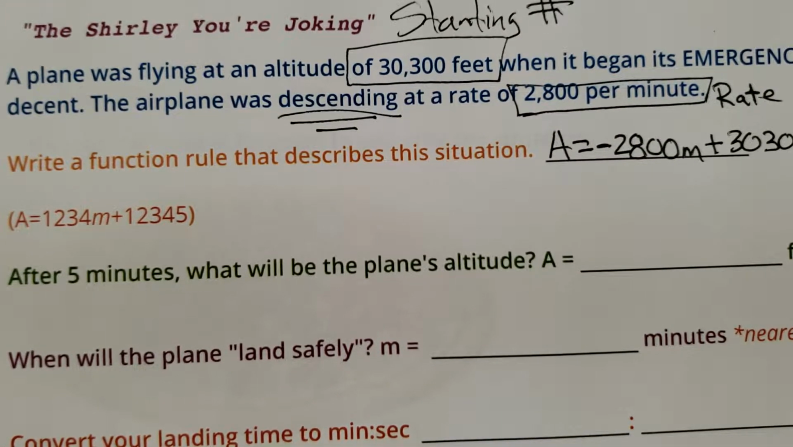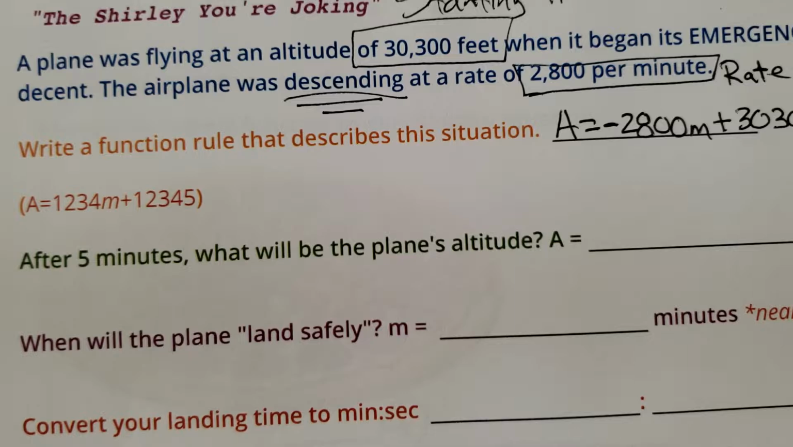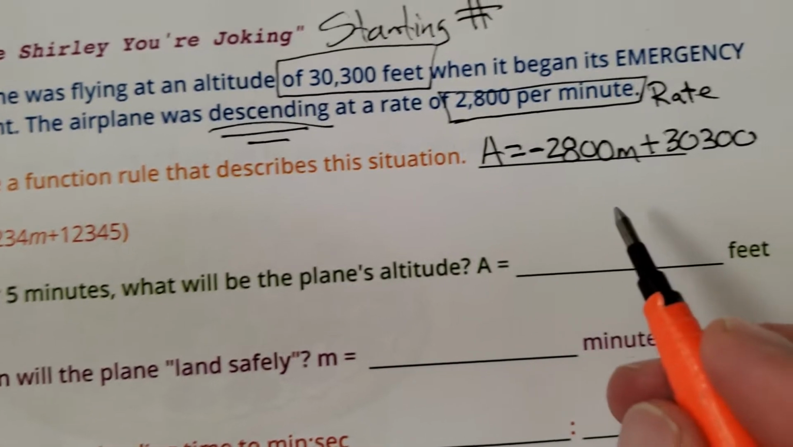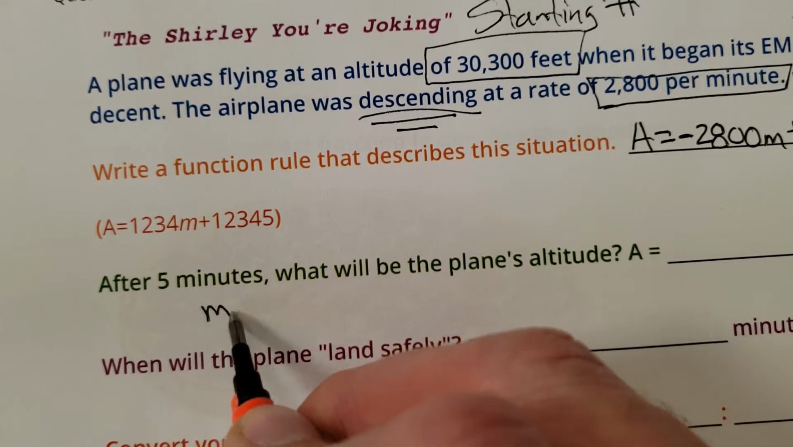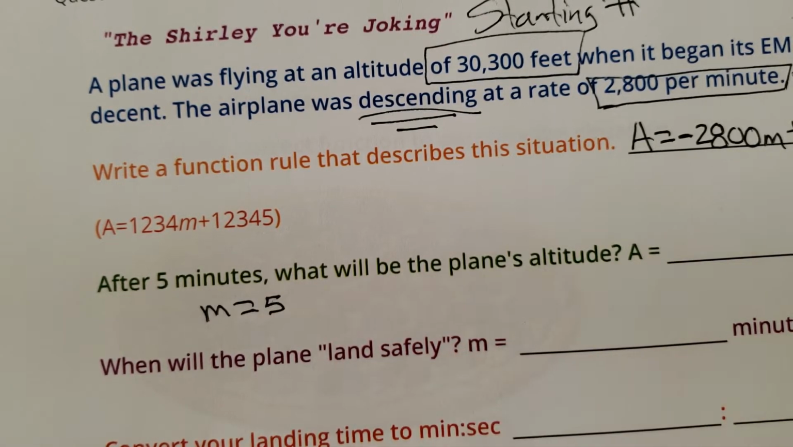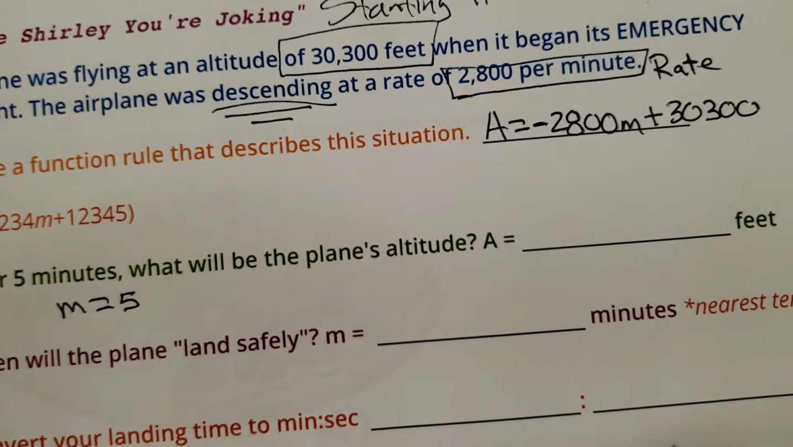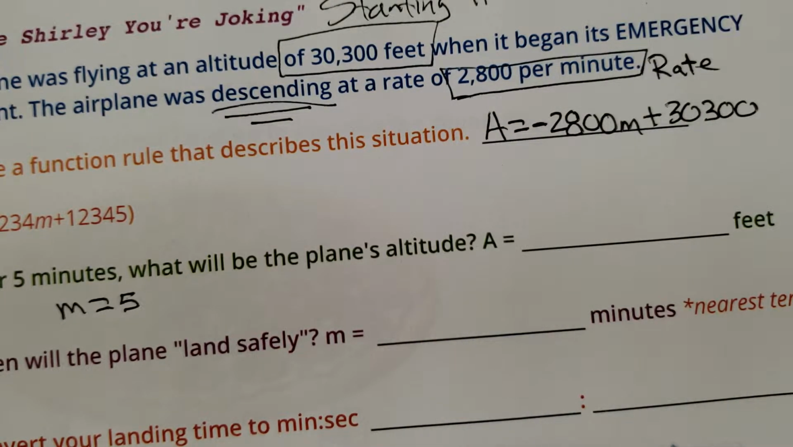Here we go. After 5 minutes, what will be the plane's altitude? Oh, you just made an equation with m, and I just gave you a value for m. So what would happen when m equals 5? Well, let's go ahead and throw that in our calculator really quick and see what Mr. Calculator has to say for that.